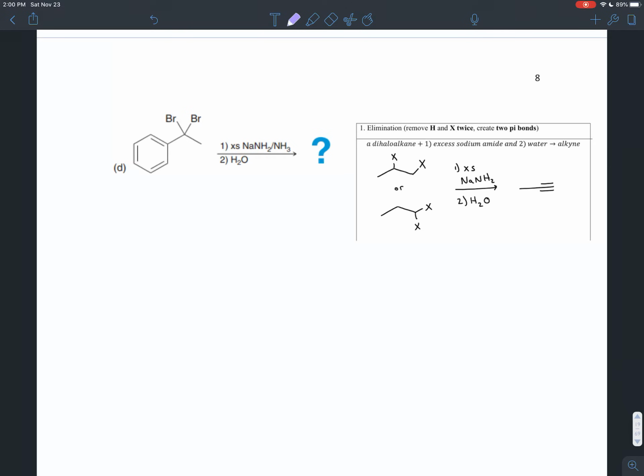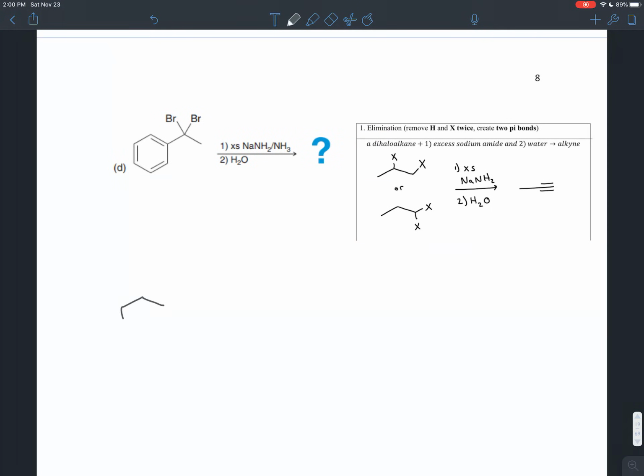What recipe am I mixing this with? I'm mixing it with excess strong base. Strong base and leaving groups, that's a sure sign of an elimination reaction. And because there's excess, you're going to do 2 eliminations. You're going to eliminate both of those leaving groups.